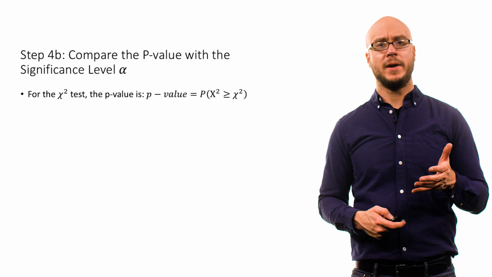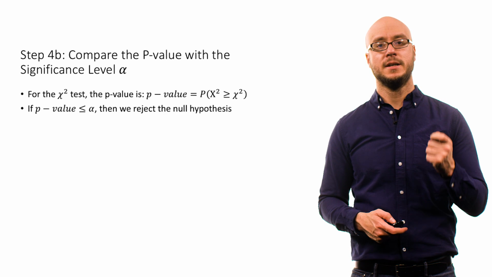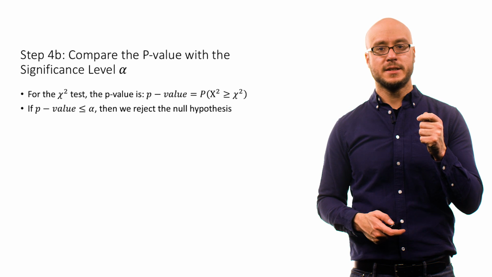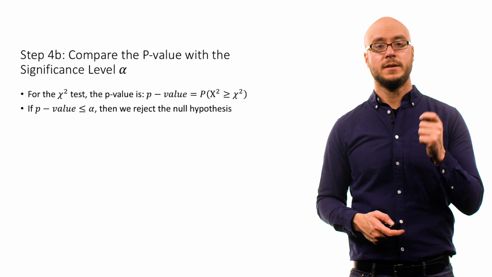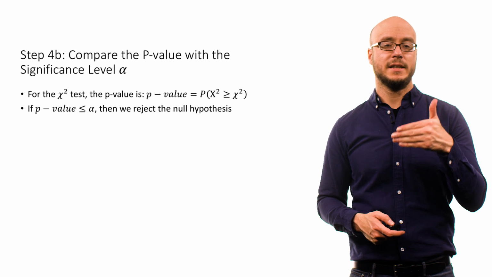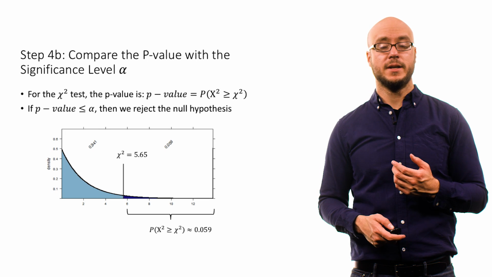You can also calculate a p-value. For the chi-squared test, the p-value is simply the probability of obtaining a chi-squared test statistic greater than or equal to the one we've obtained. If we have a p-value less than or equal to alpha, then we're going to reject the null hypothesis of independence.